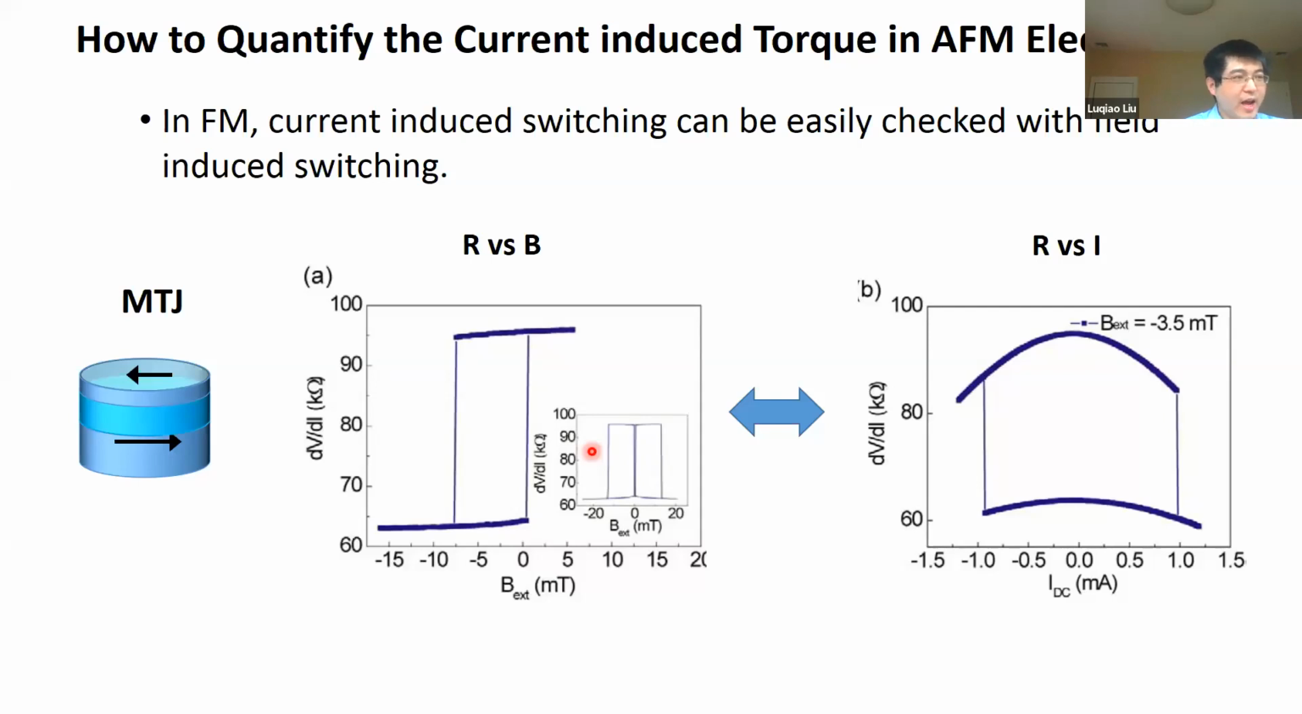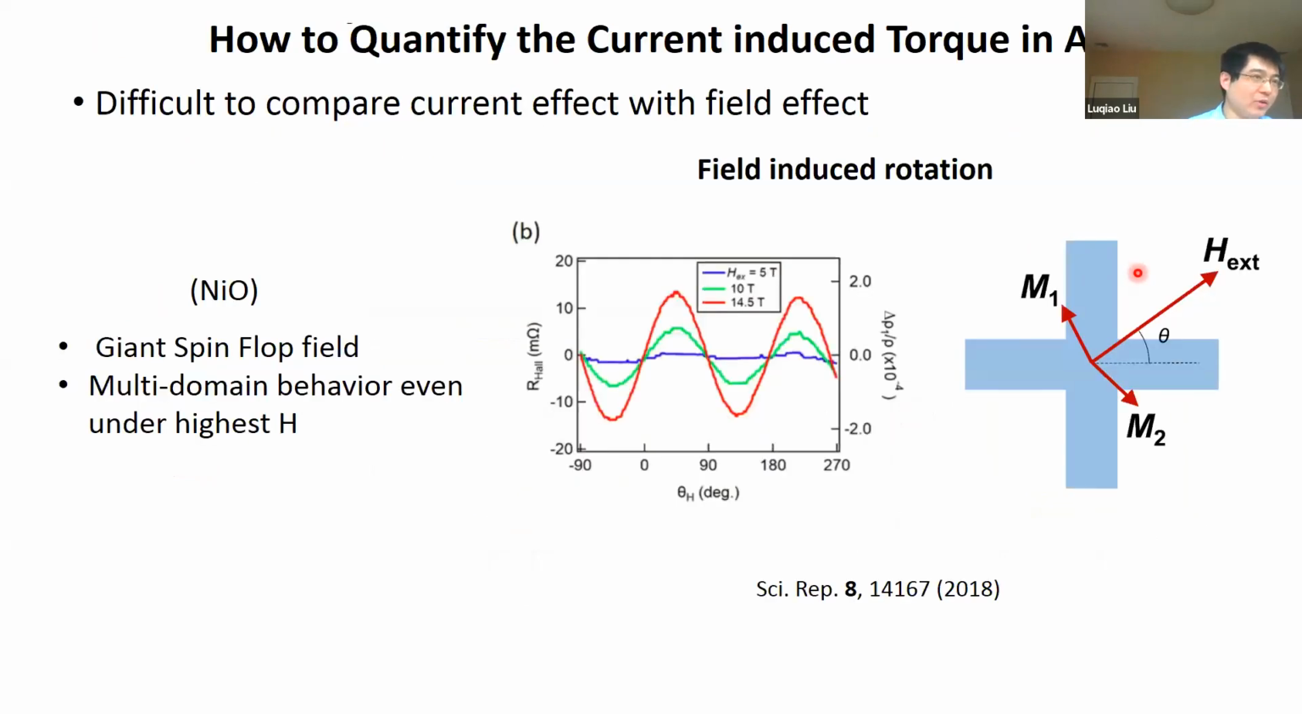If you talk about an MTJ, we know we can use either current or field to cause switching between the parallel and antiparallel states. On the left side, you can see that you use the field to realize this kind of minor loop. And then on the right side, you can use current to induce this switching. If you want to know whether the current-induced switching is 100% or not, you can simply compare the delta R in those two cases. If they are close to each other, you say, hey, all of the magnetic moments are completely switched by current. If you only get about 50% delta R in the current-induced case, then you know that only half of the domains are switched, and the other half is not. So it's quite straightforward to use field as a calibration standard to check how the current switches magnetic domains in a ferromagnetic system. But in an antiferromagnet, it's much more difficult.